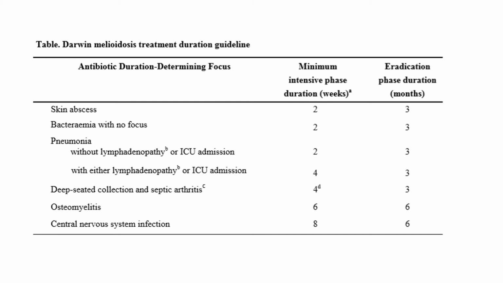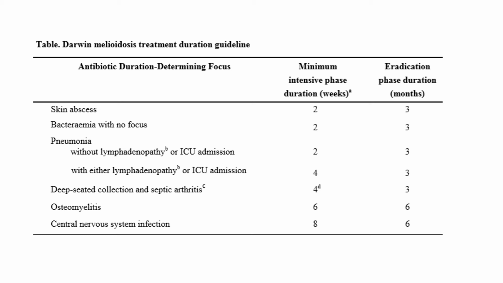However, if your patient has pneumonia with either lymphadenopathy or an ICU admission, then the duration changes. It becomes 4 weeks of IV antibiotics during the intensive phase. If the patient has a deep-seated collection or a septic arthritis, it's again 4 weeks of intravenous antibiotics. However, if the patient has osteomyelitis, it's 6 weeks, and for CNS infection, it is 8 weeks of intravenous antibiotics.